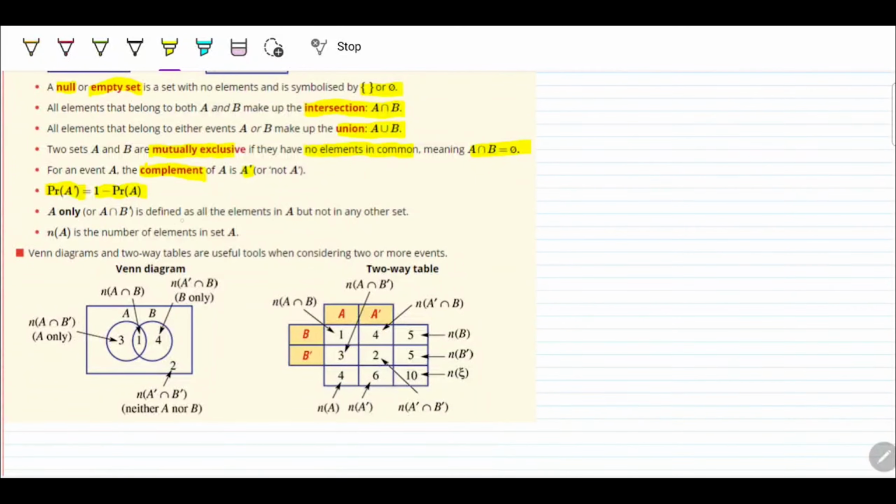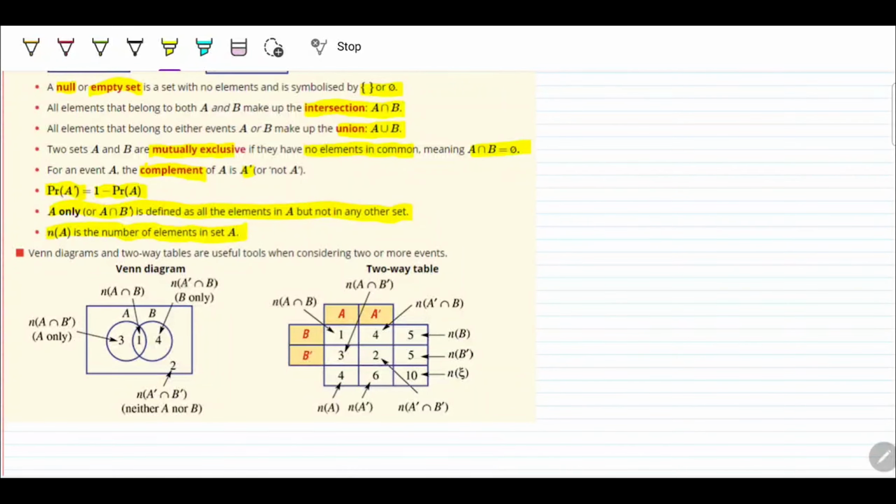A only is defined as the elements in A, but not in any other set. N bracket A is the number of elements in set A. So it's the number of elements in set A.